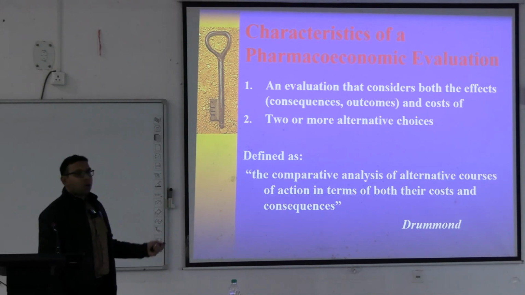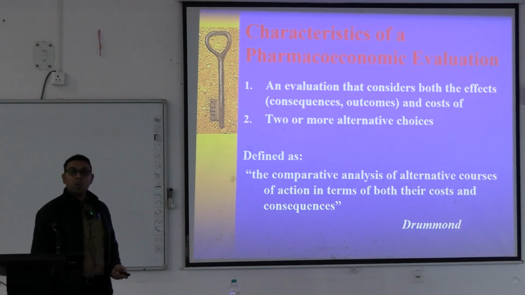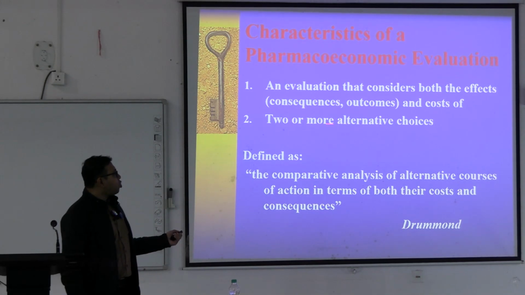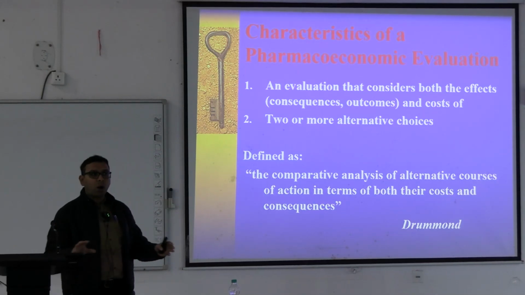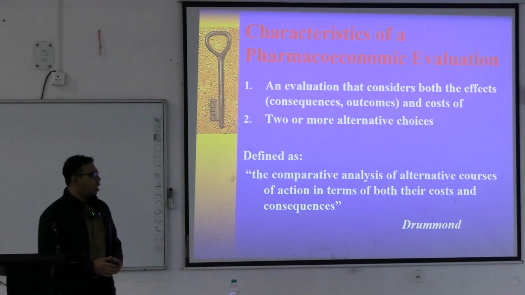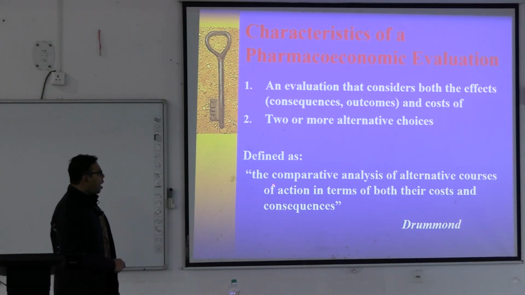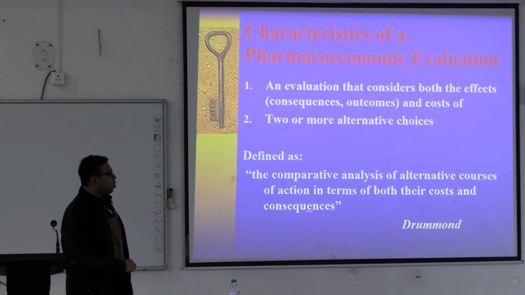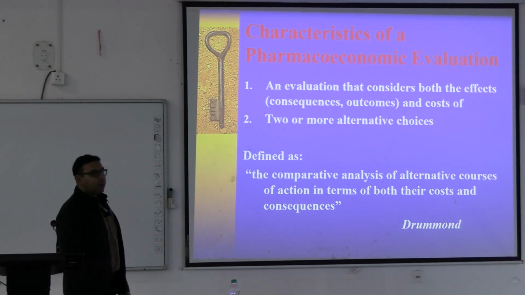So we look at the consequences, the outcomes, and the rupees that are spent on that patient, and the two or more alternative choices. There are alternatives we have to choose from, so we have to evaluate economically. It is defined as the comparative analysis of alternative courses of action in terms of both their cost and consequences. This is the definition given by Drummond.